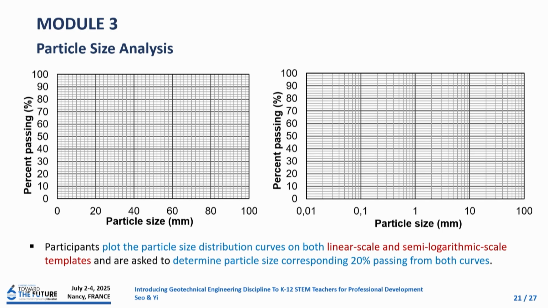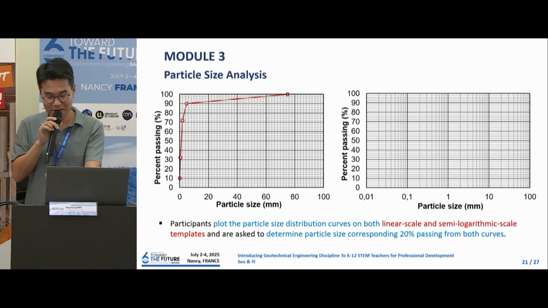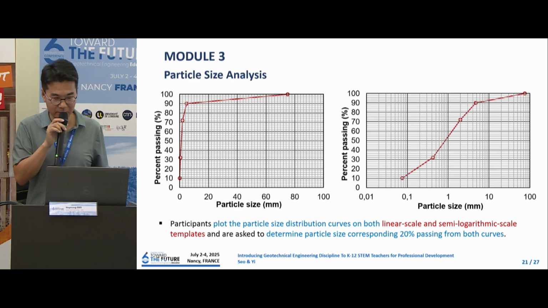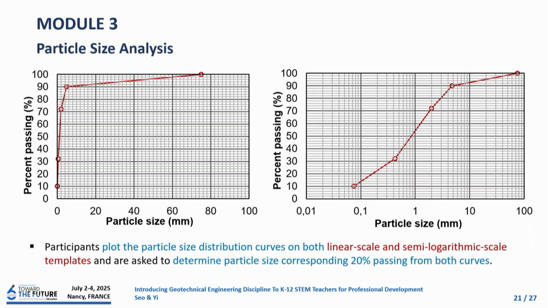And then obviously they will struggle to plot the particle size distribution curve on a natural scale, but it's a lot more effective in the logarithmic scale. And then I ask them to determine the D size, in this case D20, and it's very difficult to determine D20 from the natural scale plot compared to the semi-logarithmic scale.